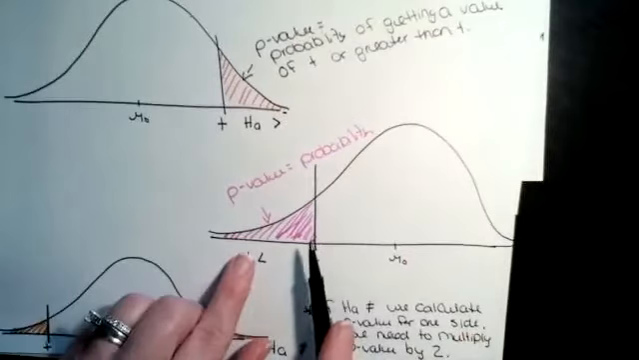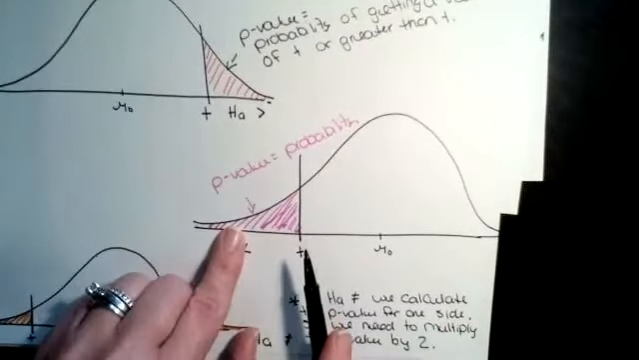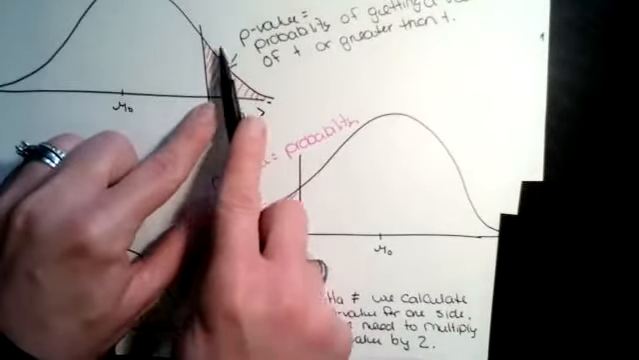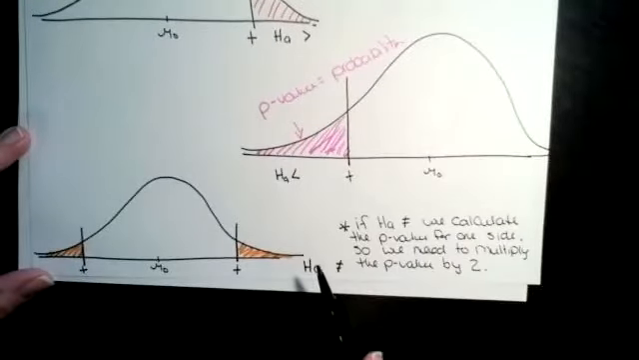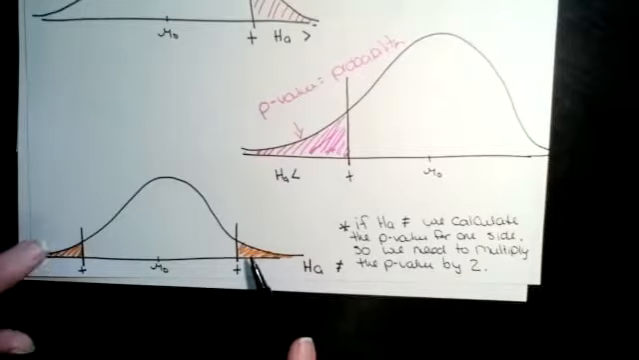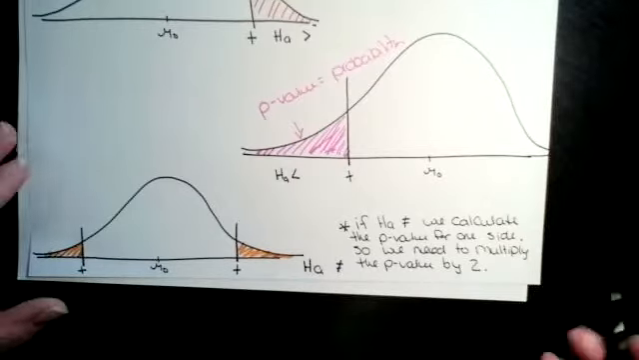See, if we're up here with just a less than, you only have one side. Or if you're up here in the greater than, you only have one side. You don't have to worry about it. But on the not equals, it's a little trickier situation. First, I have to figure out for the upper or lower end, calculate that area in the tail, and then multiply by 2 to get my true p-value. Okay, and that's what we're going to look at.